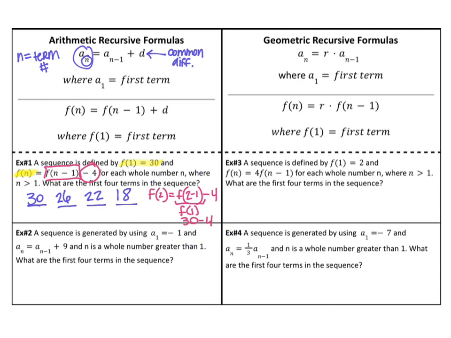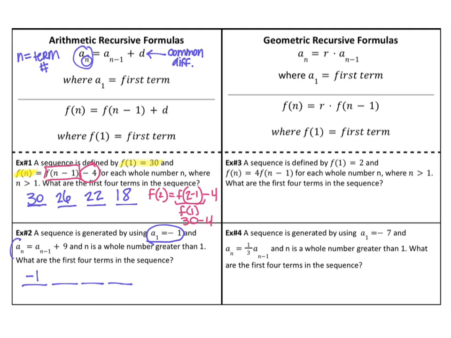Looking at example number 2, a sequence is generated using a sub 1 equals -1, and then a sub n equals a sub n minus 1 plus 9. n is a whole number greater than 1. What are the first 4 terms in the sequence? Well, it tells us a sub 1 is -1, which means -1 is our first term. What are the next 3?